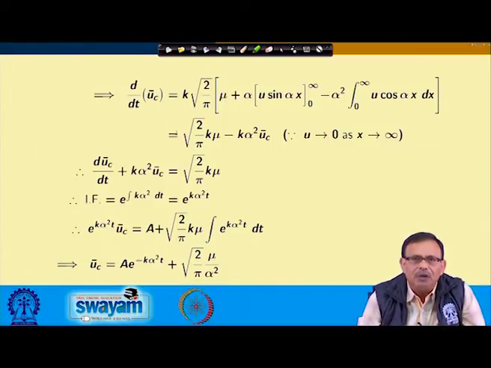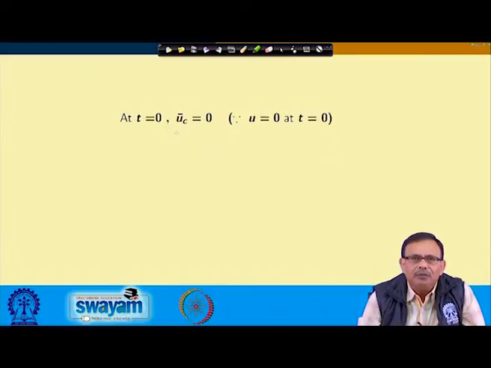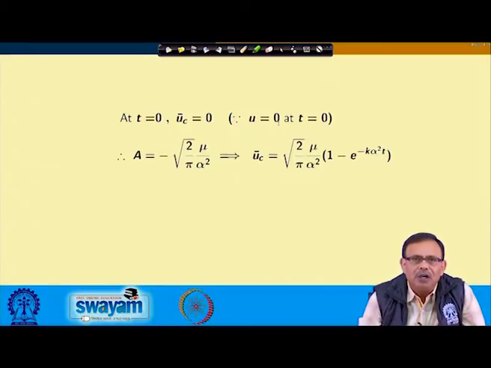Now, you have to find the value of the constant A. To find it, we know that at t equals 0, u equals 0. Therefore, if you take the Fourier cosine transform, u bar c will also be 0 at t equals 0. Using this condition, I obtain the value of A as minus root over 2 by pi mu by alpha square. So this is the step where you find the solution of the given ODE.